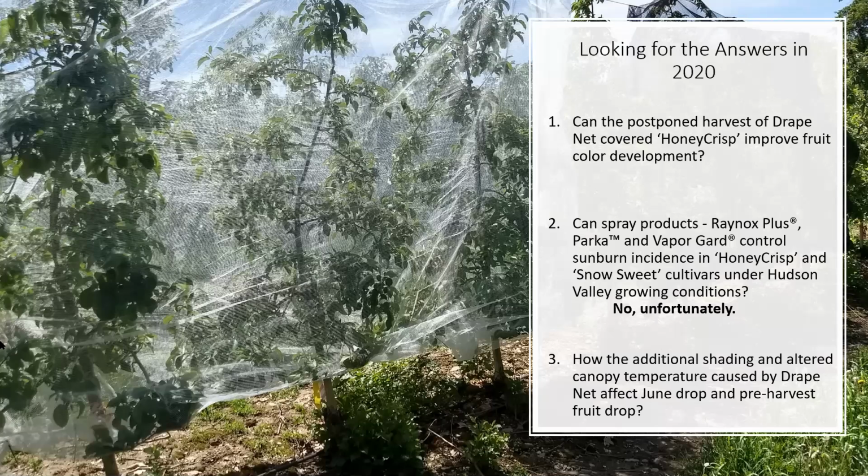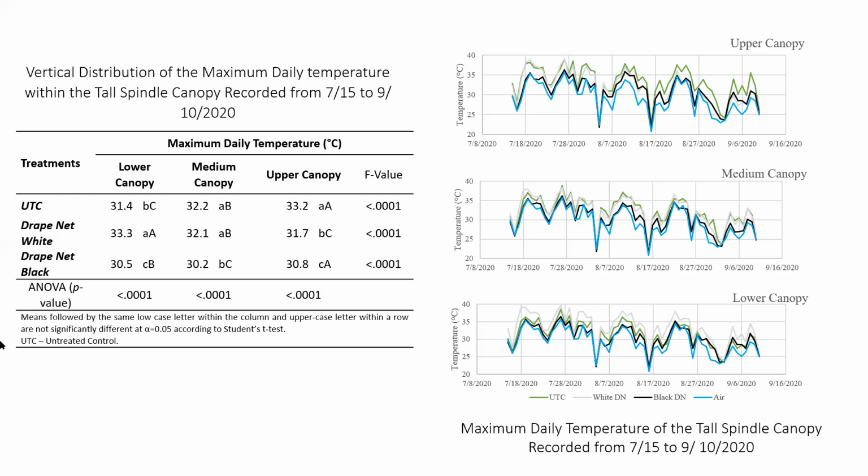Now we will move to the third section of this presentation and see how the additional shading and altered canopy temperature caused by hail nets can affect June drop and pre-harvest fruit drop. To answer that question, we had to measure canopy temperature with iButtons. We measured fruit surface temperature with an infrared gun, and we measured light interception with a ceptometer and observed June drop and pre-harvest drop.